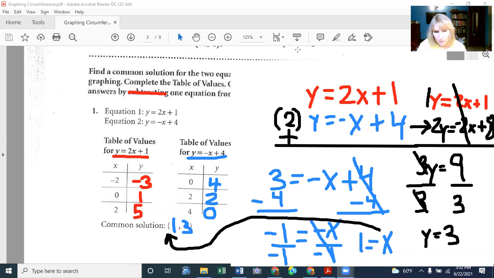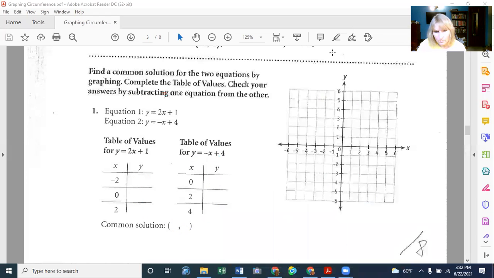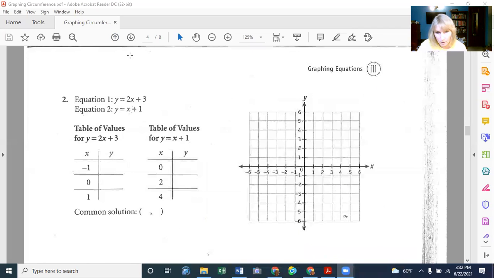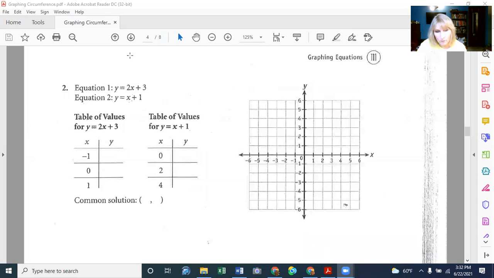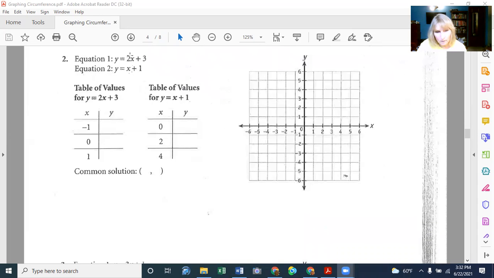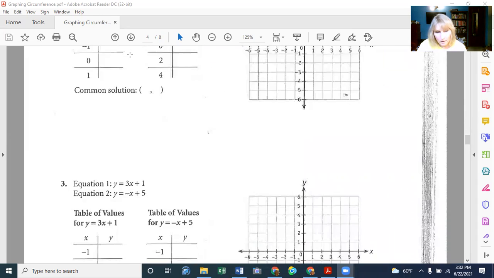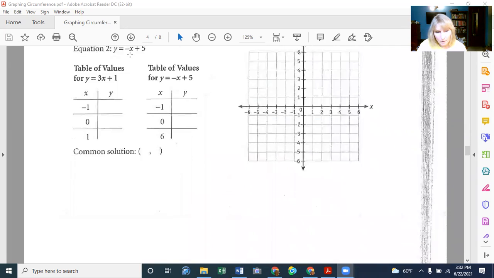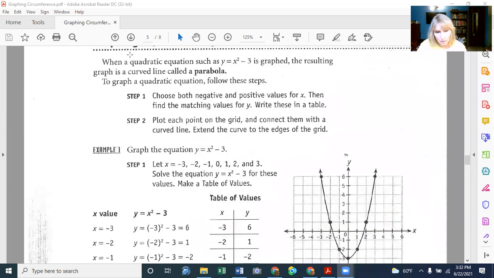Okay, I'm going to clear this. And we are going to move on to page 113. So page 111 is going to be similar to what I just did, identical. And number 3, same thing. And then we get to page 113.